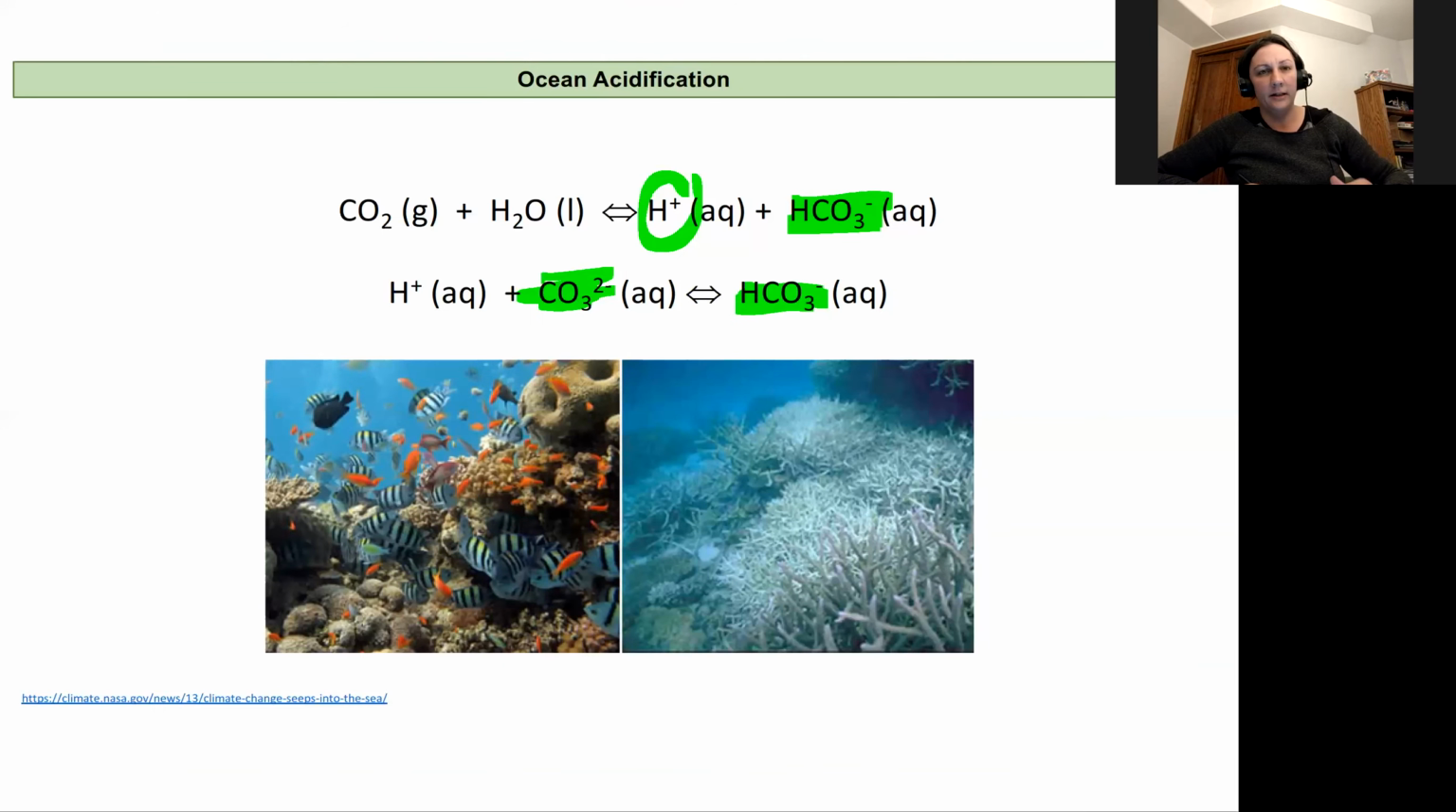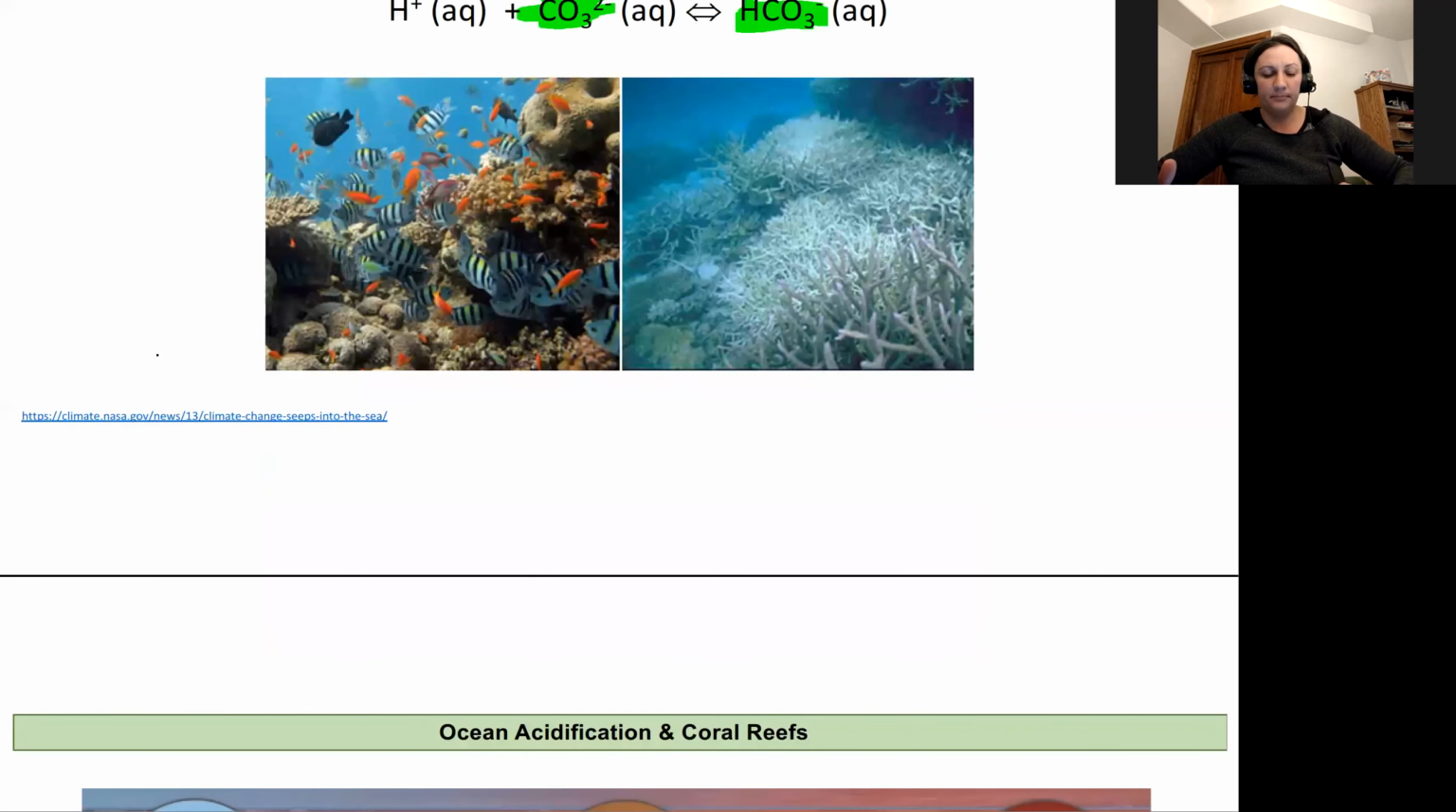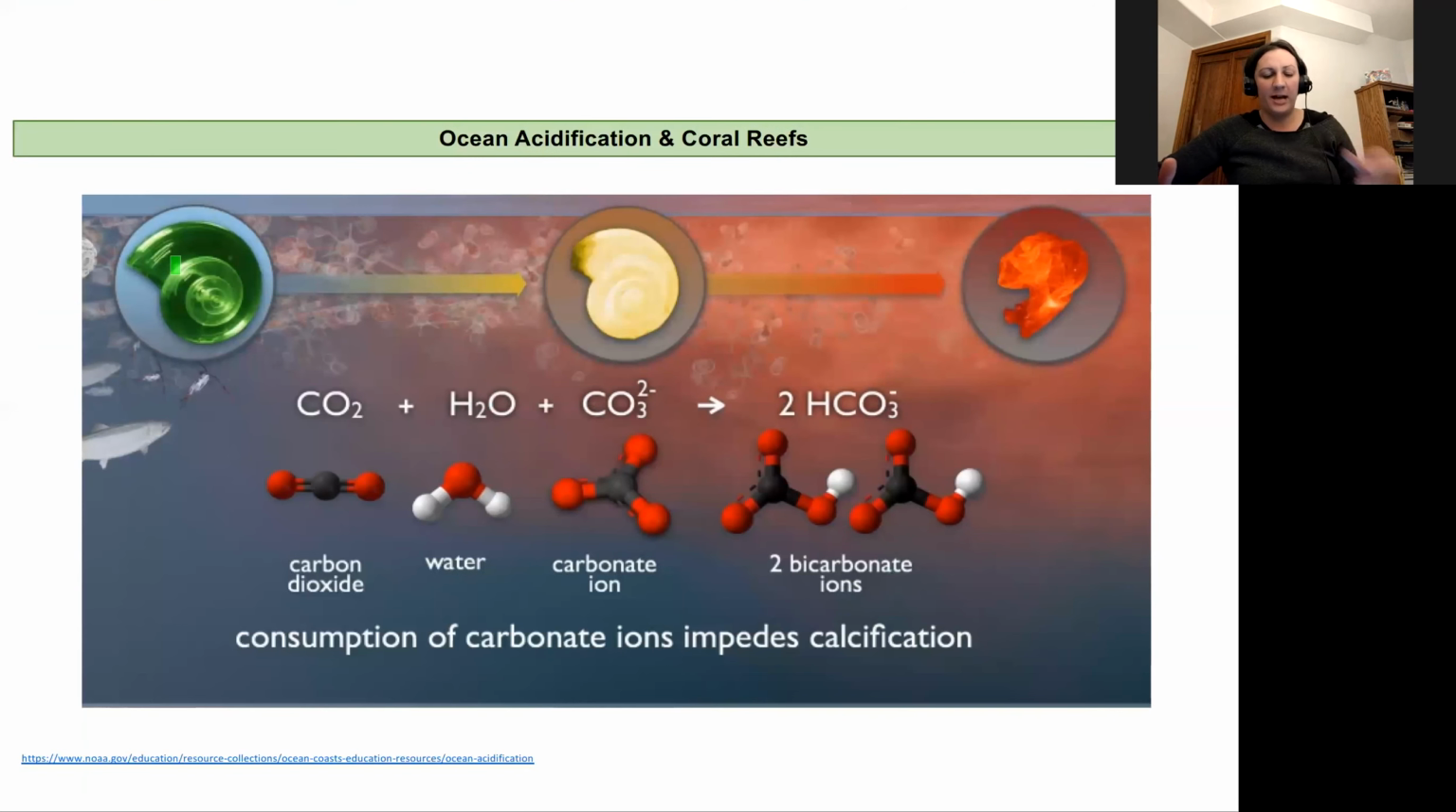Oh, and sorry, this is the super depressing picture of what happens. One of the consequences of ocean acidification is that beautiful, vibrant coral reefs die, and all of the life that they support can no longer be supported, and it drastically reduces our biodiversity in the ocean. And this is showing that same reaction, that the carbon dioxide and the carbonate ion are essentially having a net overall reaction to form a lot of bicarbonate in the ocean.